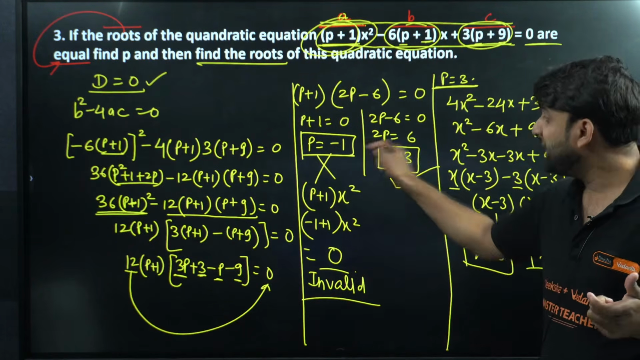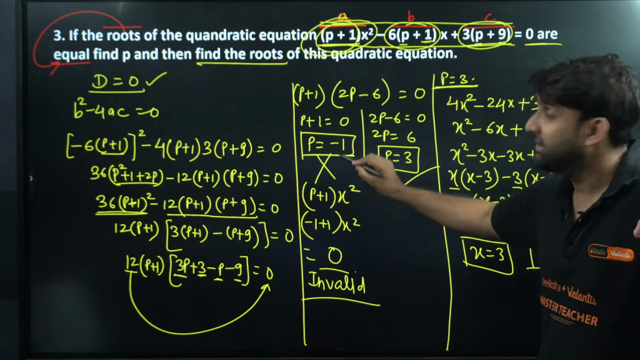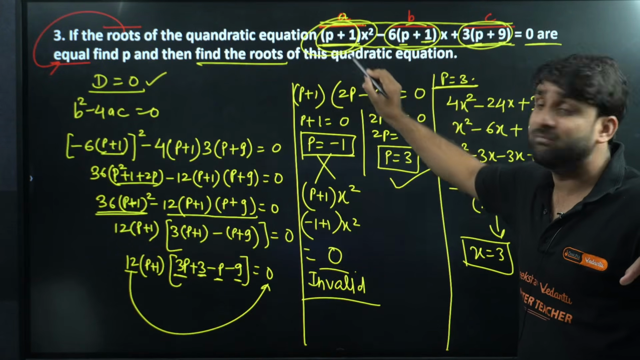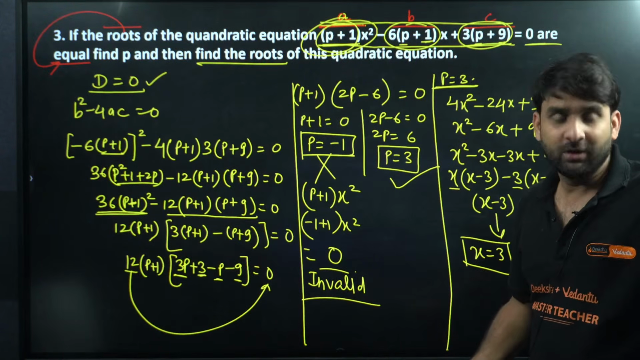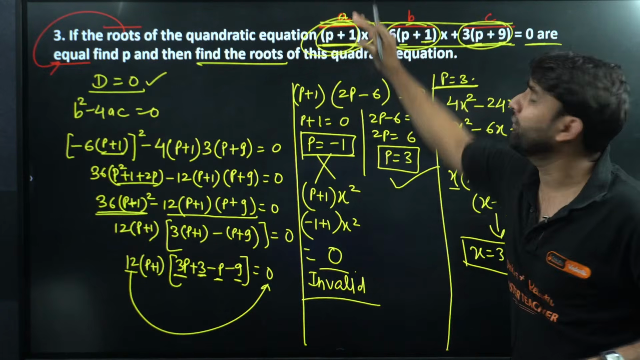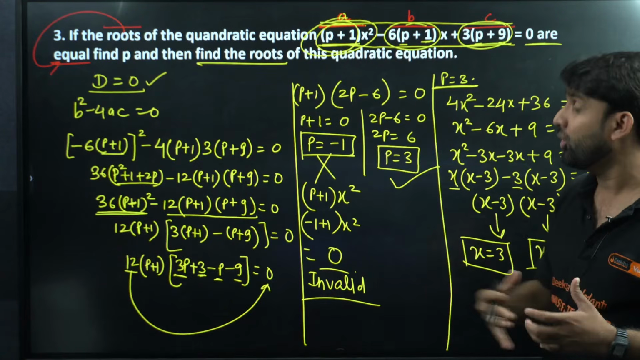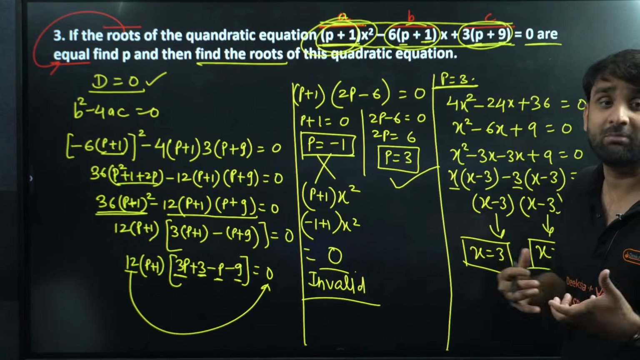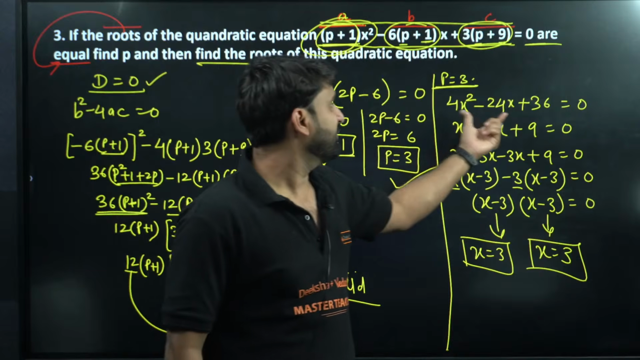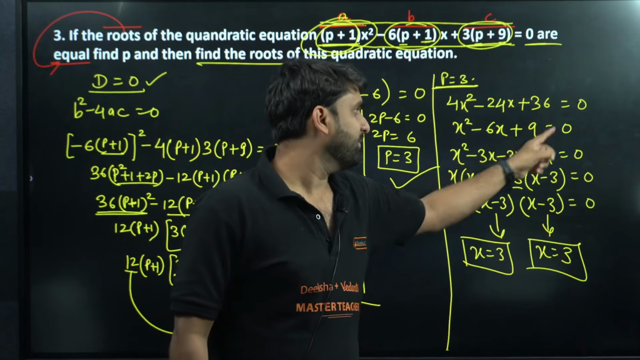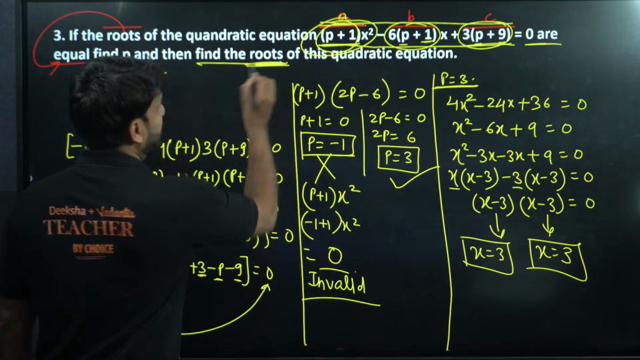But p equals minus 1 will be invalid for this situation. Why? If we consider p as minus 1 and put it here, minus 1 plus 1 will become 0. So the x square will vanish, because 0 into x square will be 0. So the entire identity of the quadratic equation will be lost, right? So we cannot consider p equals minus 1. The only considerable value will be p is equal to 3. After putting the value 3 here, this equation will look like this, and now you have a pure quadratic equation. You can find out the roots, because we had to find the roots also in this question.